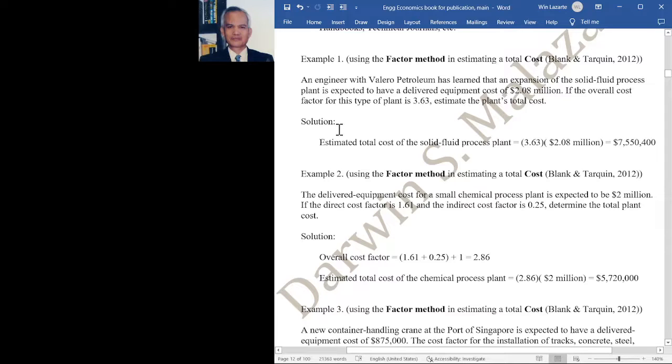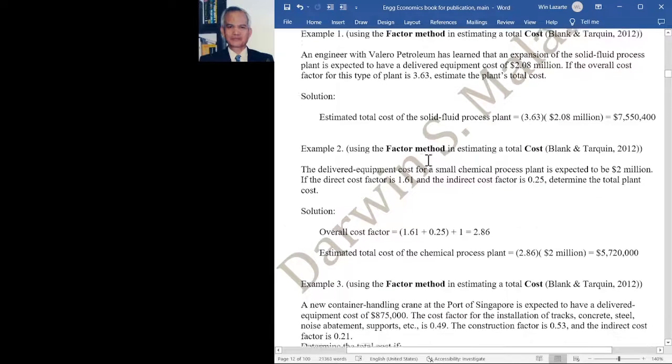Okay, solution. Estimated total cost of the solid fluid process plant is equal to, since the cost factor is given as an overall cost factor, which is 3.63, we simply multiply this to the delivered equipment cost of $2.08 million, and you have this estimated total cost of the solid fluid process plant.